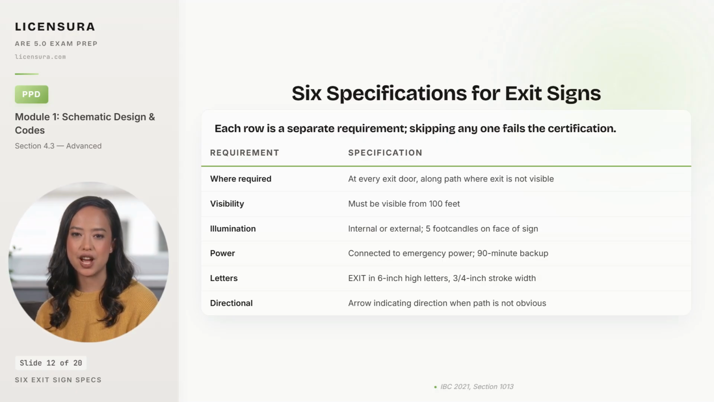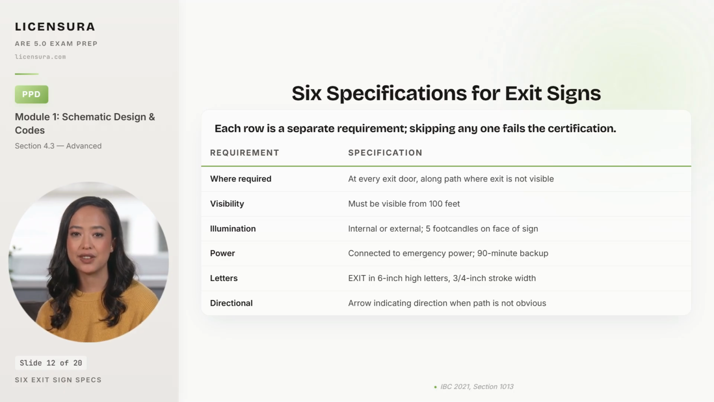Fifth, letter geometry. The word exit must appear in letters at least 6 inches tall with a stroke width of 3/4 of an inch, because smaller letters do not meet the 100-foot visibility test. Sixth, directional arrows. Required wherever the egress direction is not obvious from the door's position, and the arrow points toward the nearest exit, not in some abstract direction.